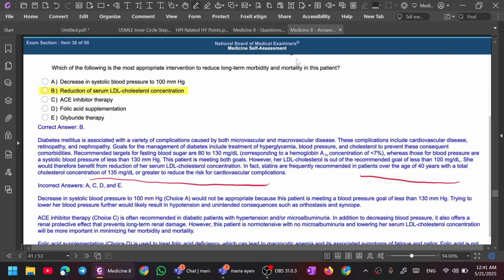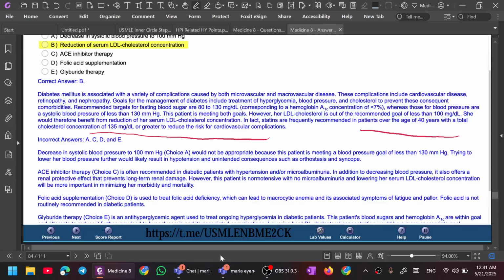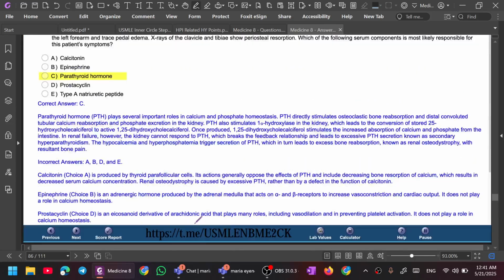PTH. PTH plays several important roles in calcium and phosphate homeostasis. PTH directly stimulates osteoclast bone resorption and DCT calcium reabsorption and phosphate excretion in the kidney. PTH also stimulates 1-alpha hydroxylase in the kidney, which leads to conversion of 25 vitamin D to 1,25, the active form. Once produced, 1,25 vitamin D stimulates the increased absorption of calcium and phosphate from the intestine.